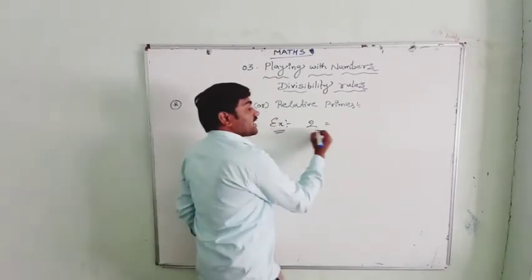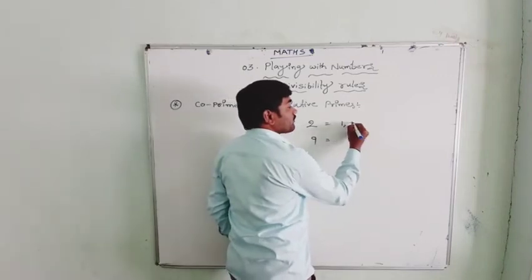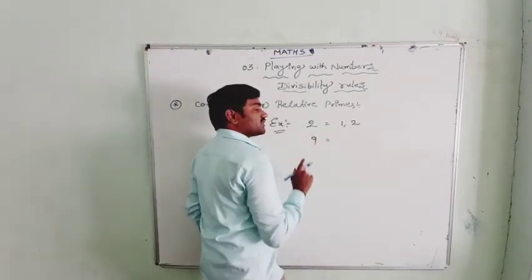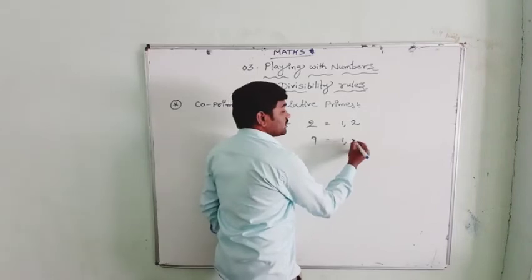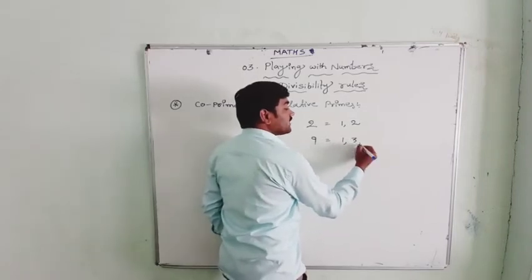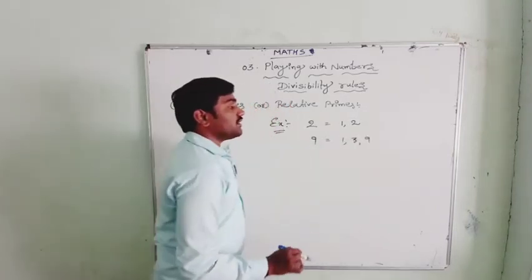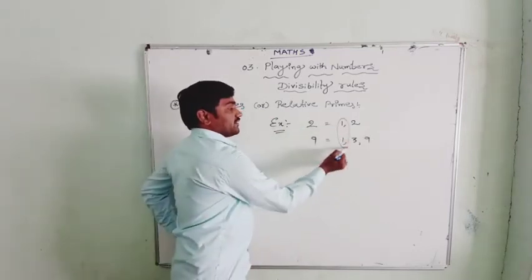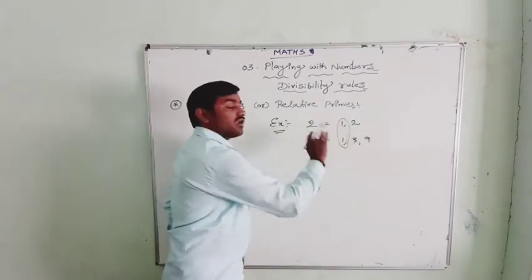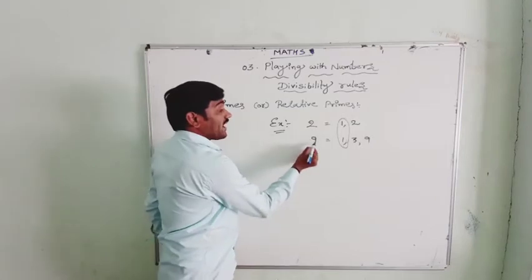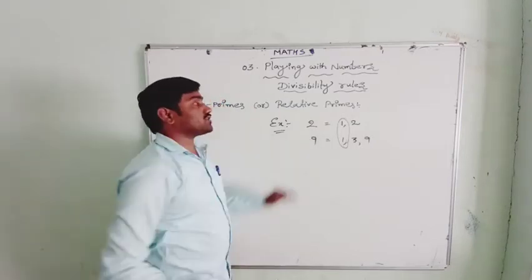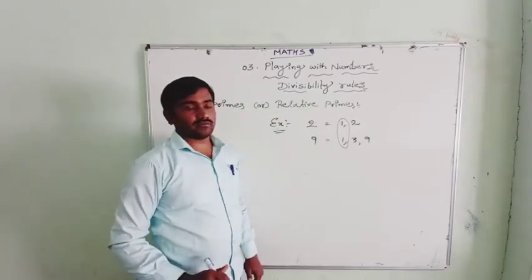Let us check. We'll write the factors of 2 and the factors of 9. Factors of 2: 1, 2. Factors of 9: 1, 3, 9. And see here, only 1 is a common factor and the remaining factors are all different. So here 2 and 9 are known as coprimes or relative primes.